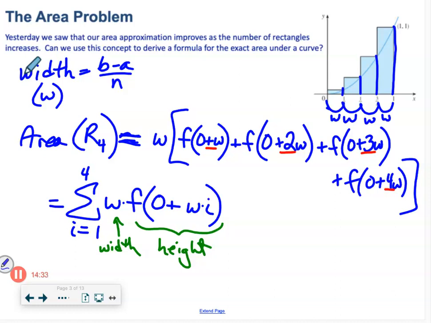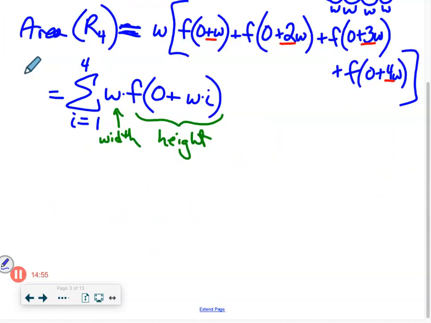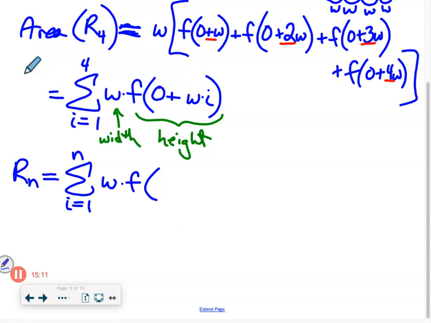Okay, so I end up with this cute little formula here, regardless of what f is. It could be x squared. It could be x cubed minus 3. It could be sine x. We don't know. F could be any function. Whatever the function is, we're walking by widths to plug into the function to get the heights of all our rectangles. Now, suppose we didn't want to do just 4 rectangles. Suppose we wanted to do n rectangles. Well, the only thing that's different would be this: instead of a 4, you'd have an n.